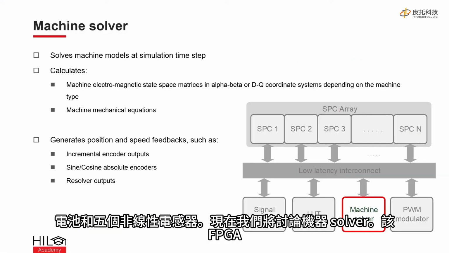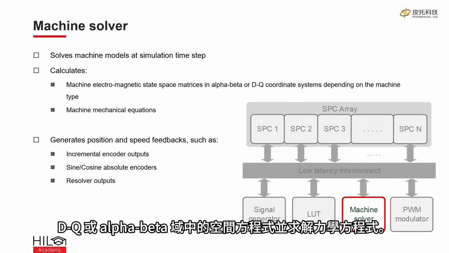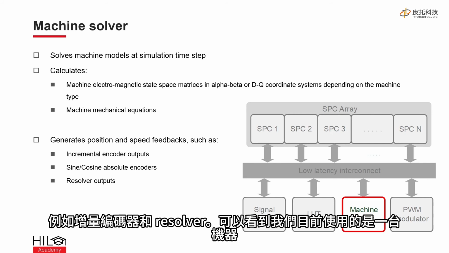Now we'll discuss the machine solver. This FPGA resource is a dedicated part of the processor which solves machine electromagnetic state space equations in the DQ or alpha-beta domains and solves the mechanical equations. In addition, the machine solver has built-in support for speed and position measurement devices such as an incremental encoder and resolver.